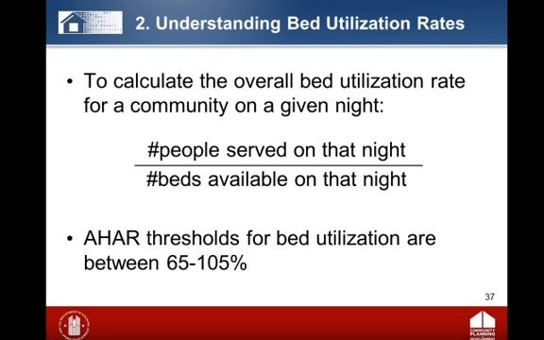To calculate the overall bed utilization rate for a community on a given night, take the number of people served on that night and divide it by the number of beds available on that night. AHAR thresholds for bed utilization rates are between 65 and 105%.